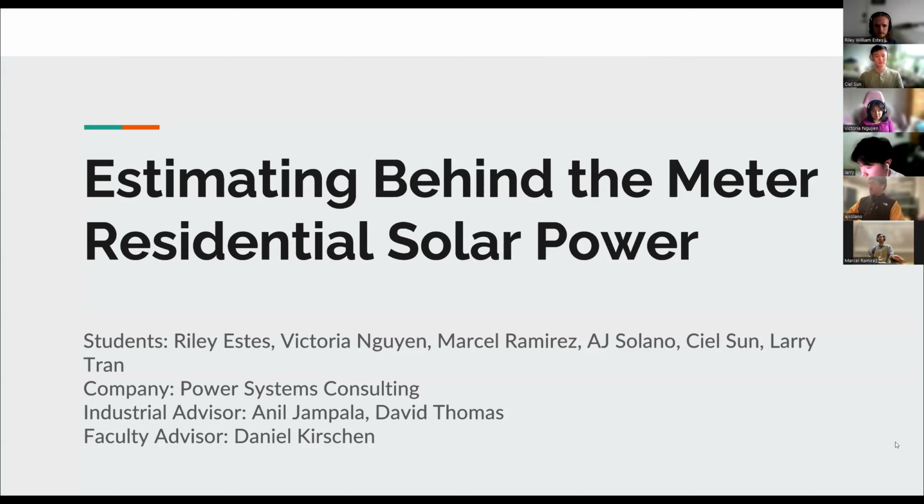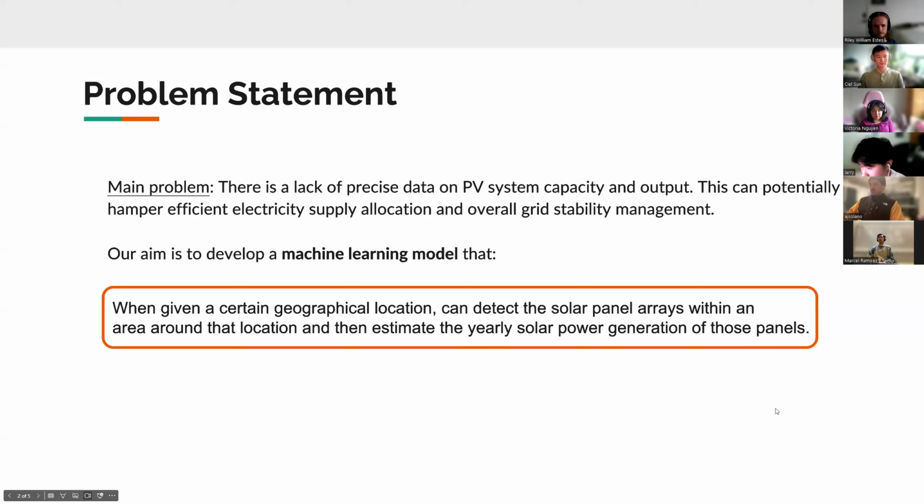Our project is SM behind the meter residential solar power. Our problem statement is that there's just a huge gap in the market on PV system capacity and output, and we're potentially trying to fill that market, especially from the company perspective, for electric supply allocation and overall grid stability management. Our aim is to develop a machine learning model that, given a geographic location, detects solar panel arrays within the area around that location and estimates the yearly solar power generation of those panels.